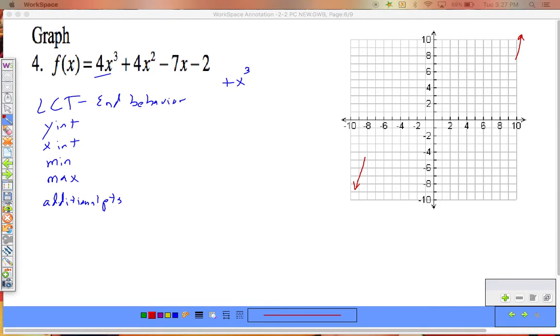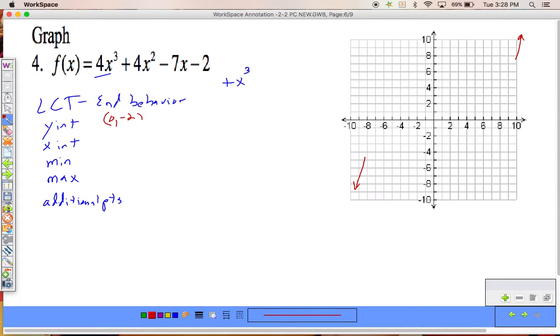All right, the y-intercept. To find the y-intercept, we're going to plug a 0 into x and do our math. If I put a 0 into x, I get a y-intercept of (0, -2).